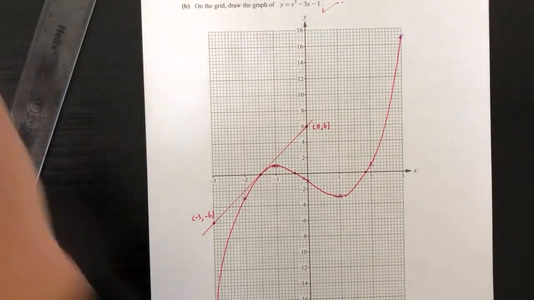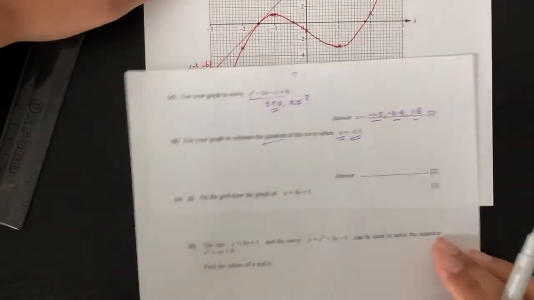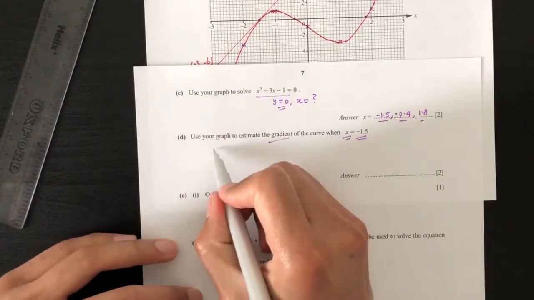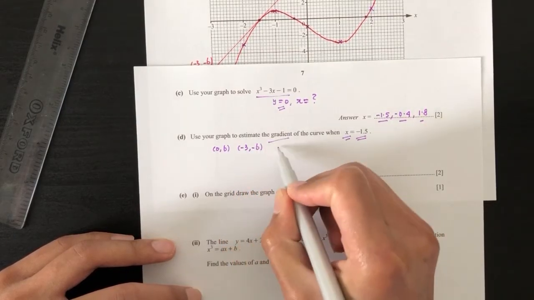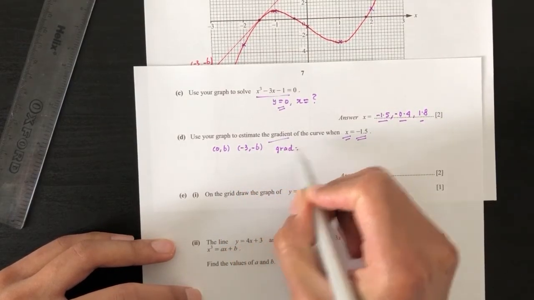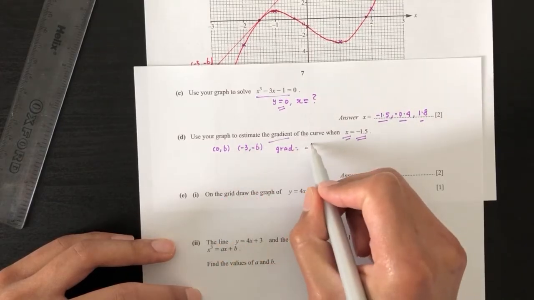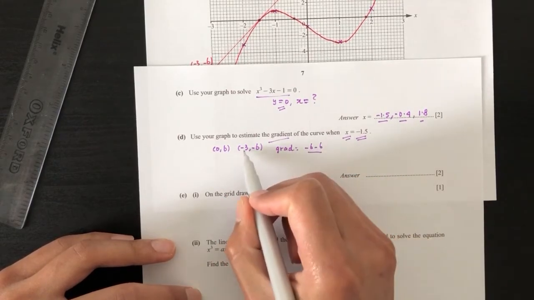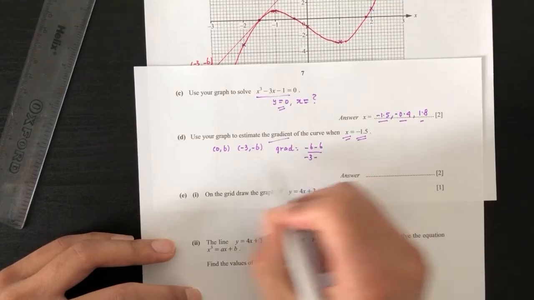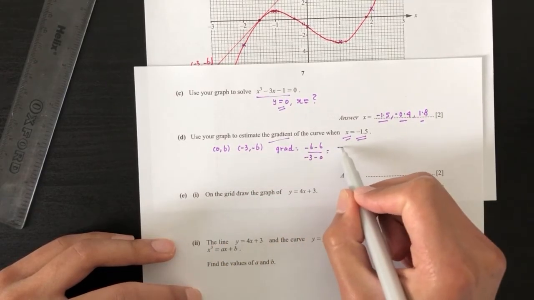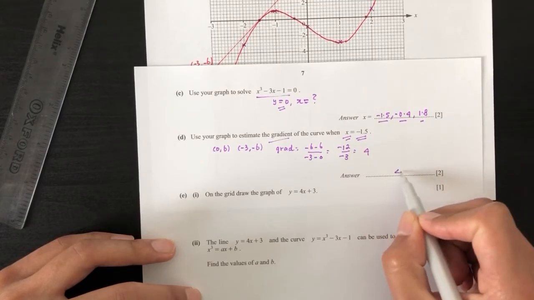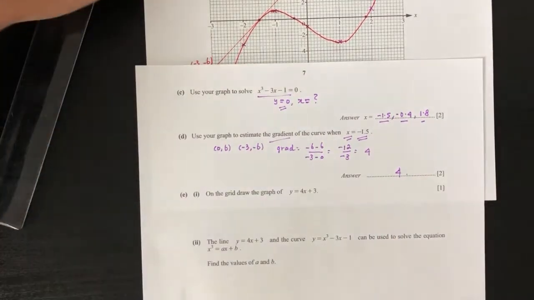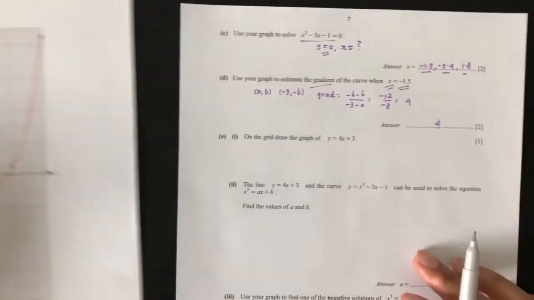So let's find the gradient based on those 2 points. So first point is 0, 6, and then we have minus 3, minus 6. So gradient, we have a formula which is y2 minus y1 over x2 minus x1. That will be minus 12 divided by minus 3, which is 4. That will be 4.